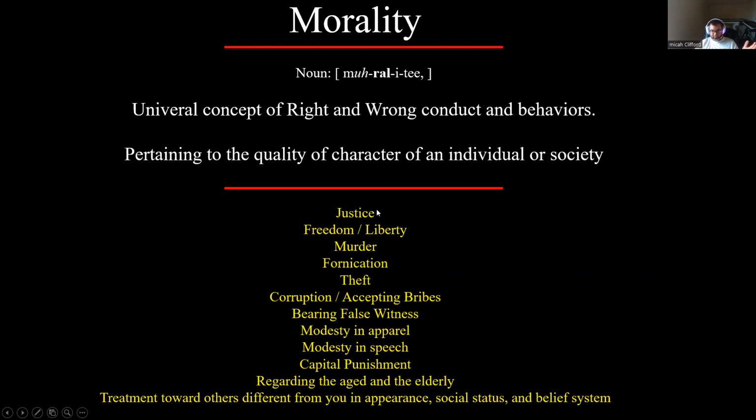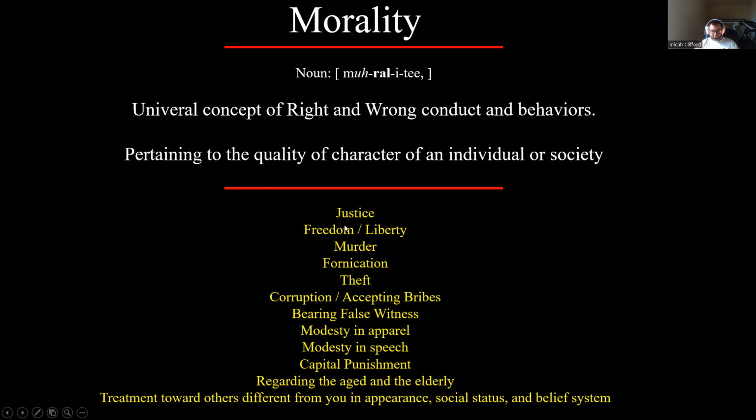Morality encompasses such concepts as justice, freedom and liberty, murder, fornication, theft, corruption or accepting bribes, bearing false witness or lying, modesty in apparel, modesty in speech. Do you have a short vocabulary and use a bunch of 4-letter words? The less you know, the more you yell and scream and blame others, right? Capital punishment, regarding the aged and the elderly. How do we treat our seniors? And treatment towards others different from you in appearance, social status, and belief system. All that encompasses morality and more. This is not an absolute list, but this covers quite a bit right here.